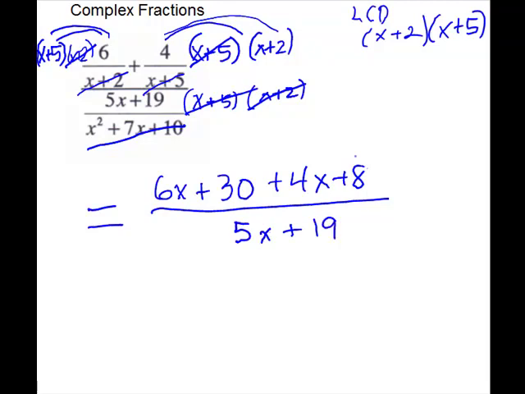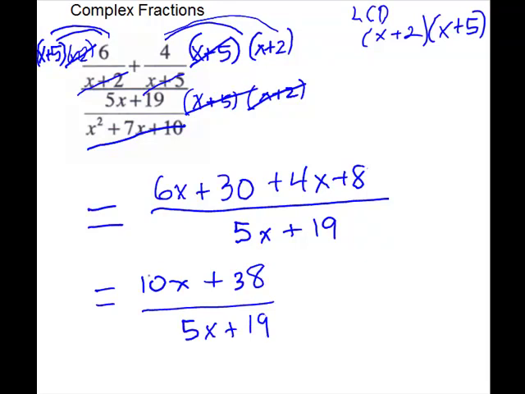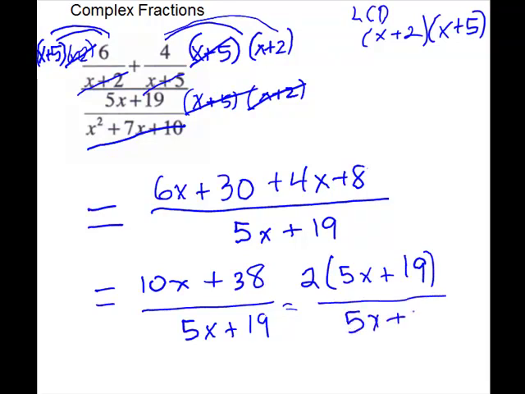So we'll put like terms together. Gives us 10x plus 38 over 5x plus 19. You can take out a 2 on the numerator as a GCF, and that leaves us 5x plus 19. And so the 5x plus 19 will divide out. The simplified answer is 2.